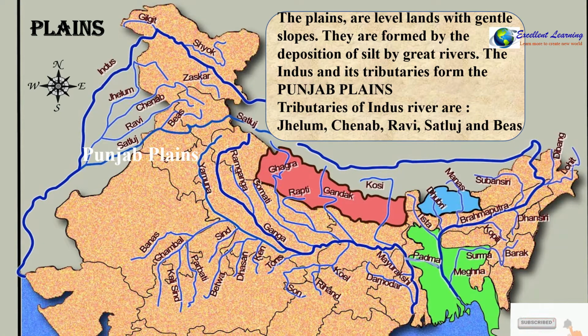Children, let us see about the plains. The plains are level lands with gentle slopes. They are formed by the deposition of silt by great rivers. The Indus and its tributaries form the Punjab Plains. Jhelum, Chenab, Ravi, Satluj and Beas, these are the tributaries of the Indus River.